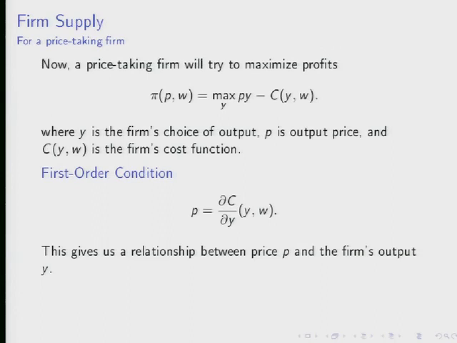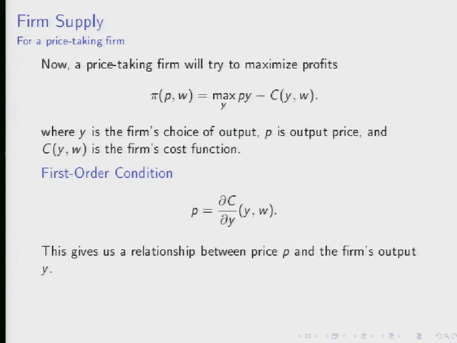There's going to be a cost function as well. Maybe the cost function does something like this. Sorry, wrong way. I want the cost function to look like this. So this is C of Y, W. Now how do I know where profits are? Where does the firm maximize profits? Well, the profits are just equal to P Y minus costs.